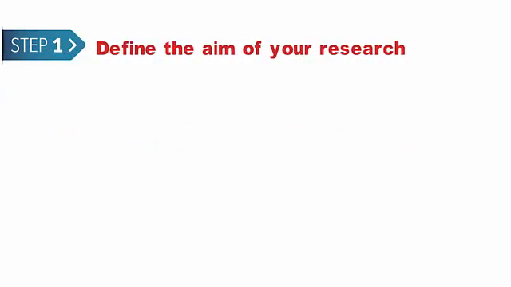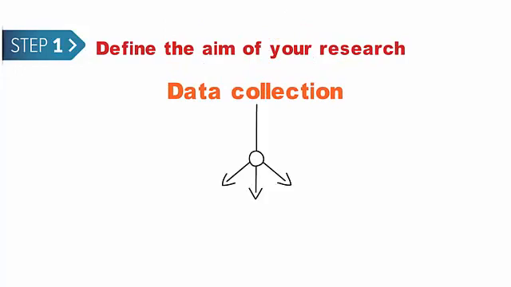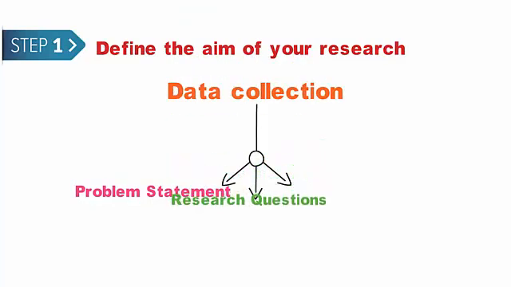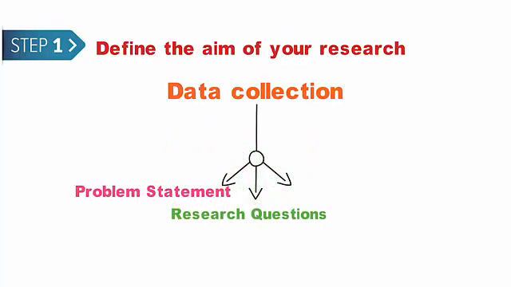Before you start the process of data collection, you need to identify exactly what you want to achieve. You can start by writing a problem statement. What is the practical or scientific issue that you want to address and why does it matter? Next, formulate one or more research questions that precisely define what you want to find out. Depending on your research questions, you might need to collect quantitative or qualitative data.